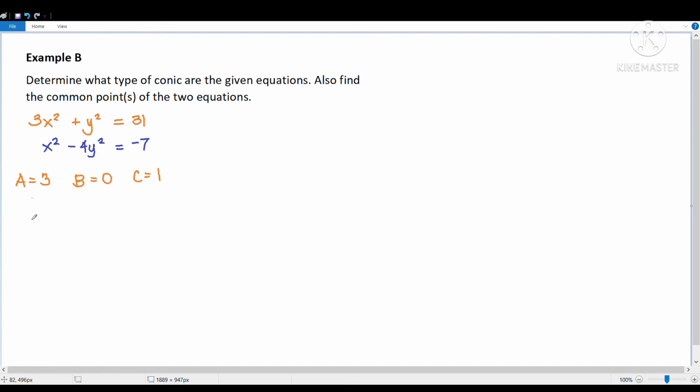So we have B squared minus AC, and our B is 0. So we have 0 squared minus A, which is 3, times C, which is equal to 1. And 0 squared is 0 minus 3. And then the value of our B squared minus AC is negative 3. What type of conic section is this if B squared minus AC is less than 0?